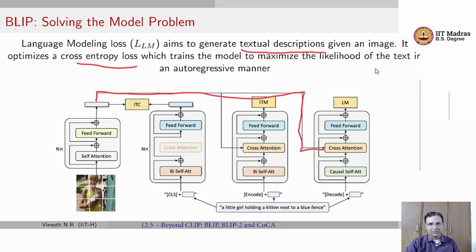manner, which means it predicts the first word given the first token, then given the first word, it predicts the second word, and so on and so forth until the end of sentence token. So those are the different modules that BLIP puts together.